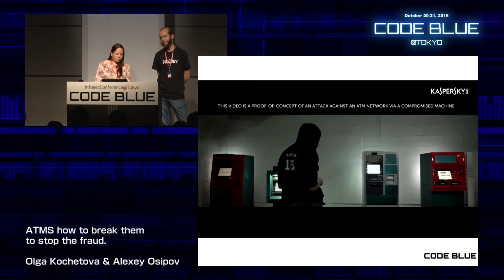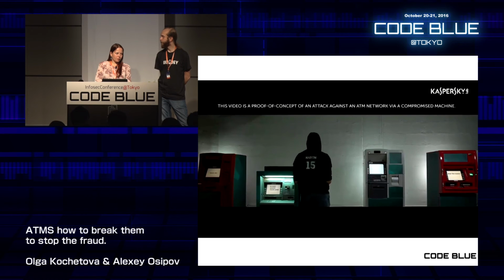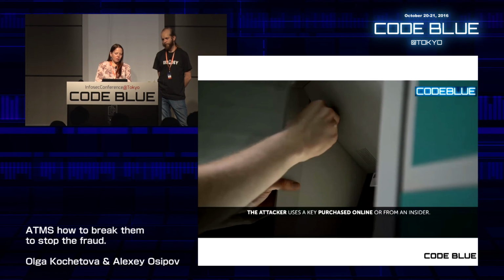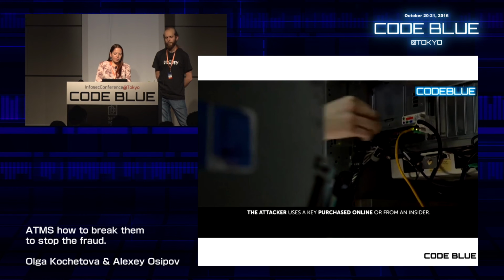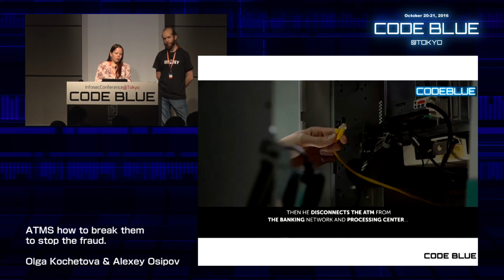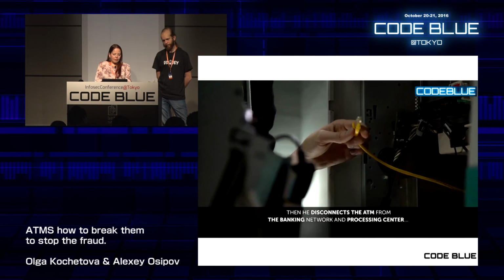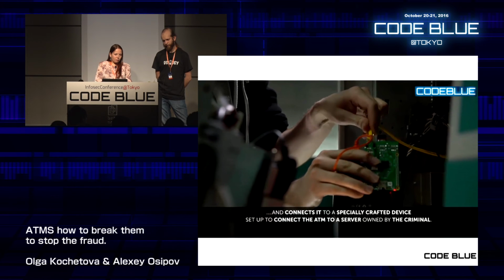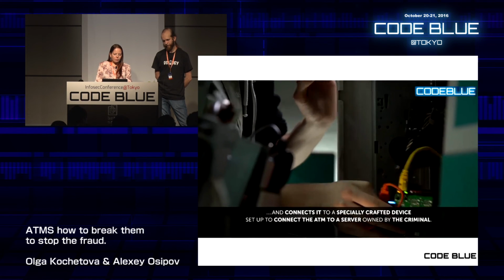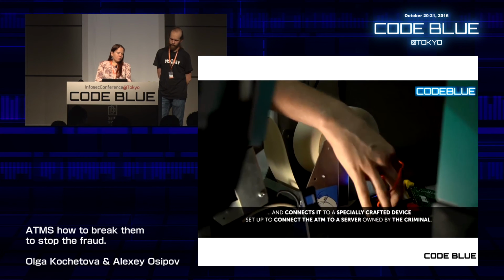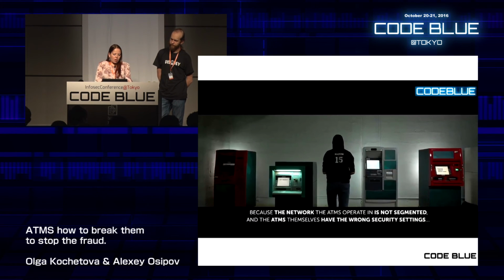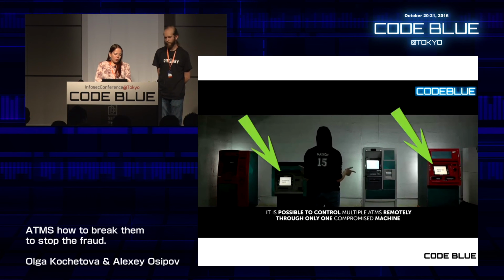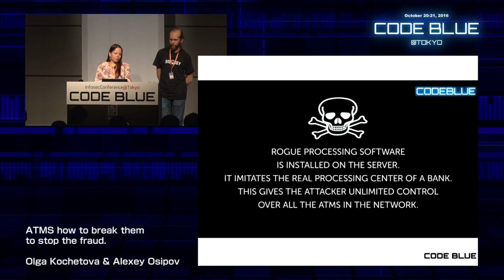So here is our attacker who found the wrong settings in the ATM network. He also used a key which was bought online or from an insider. The attacker opened the service zone, disconnected the Ethernet cable from the ATM, and connected it to a Raspberry Pi, again, but with another piece of code. On this Raspberry Pi is software which emulates a real processing center. And now all ATMs in this network are under the control of this attacker, of this piece of software, which is a rogue processing center, actually.